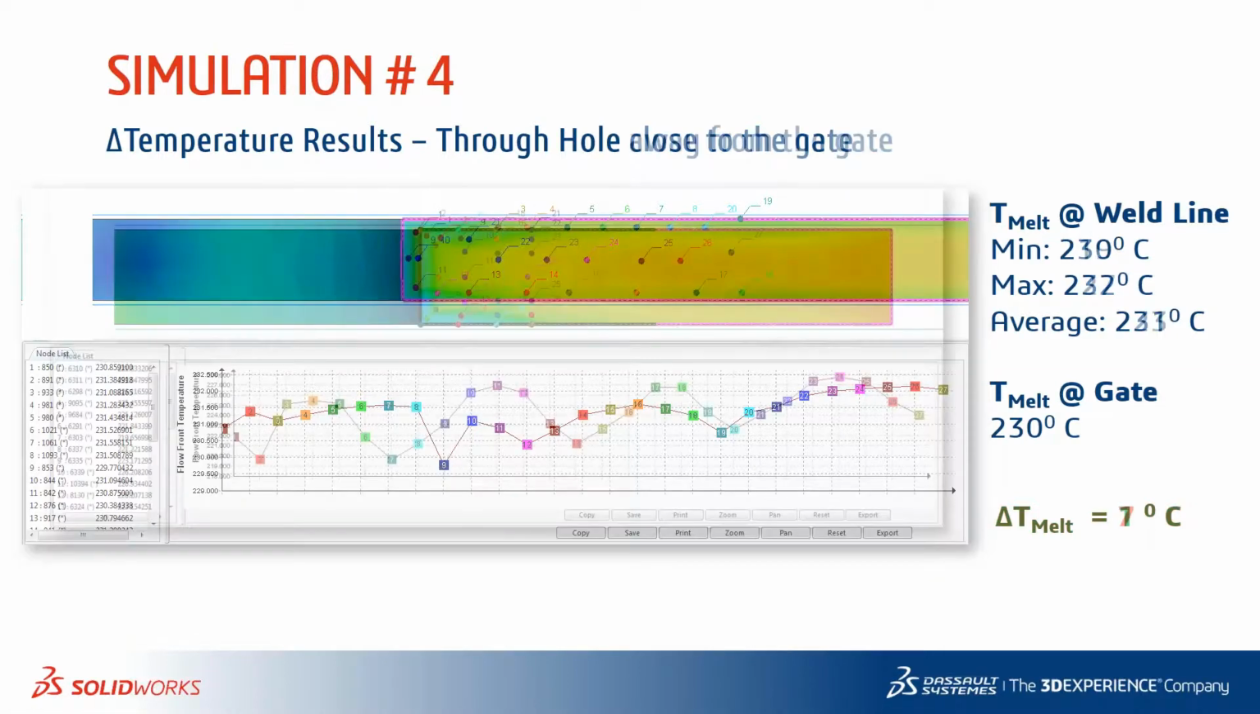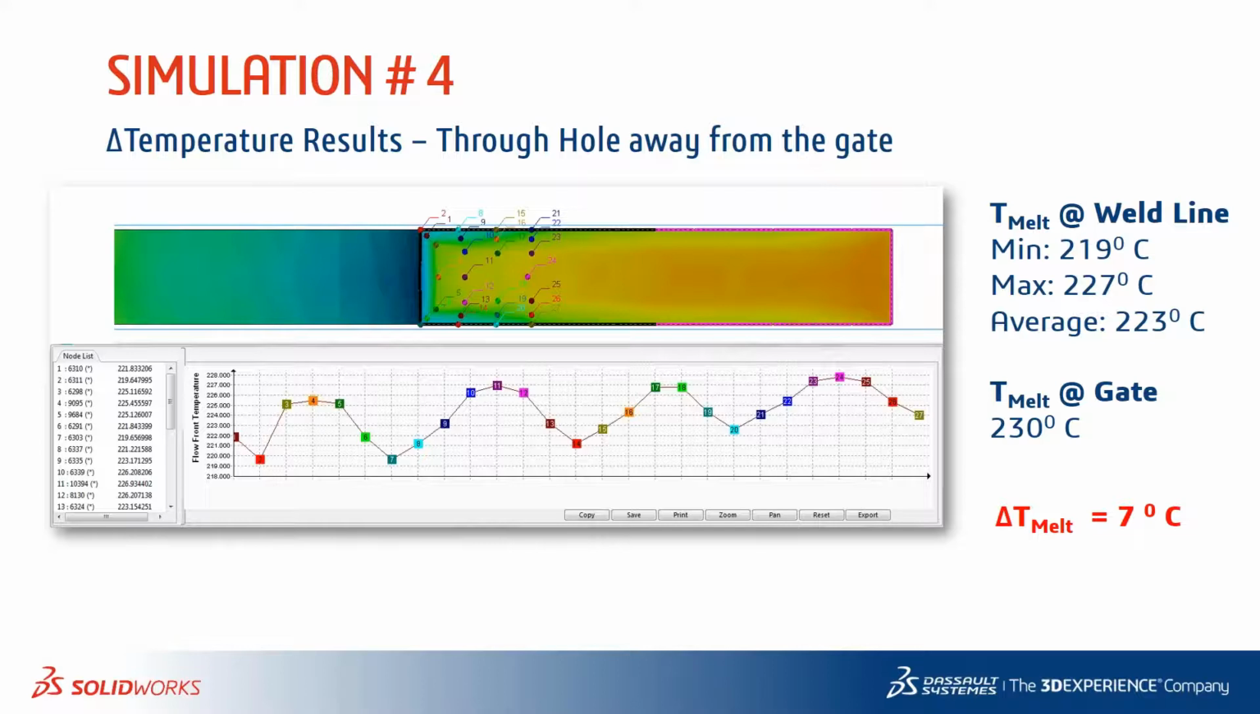Now, when we take a look at the other scenario, where the through hole is away from the gate, we can see that the temperature differential of the melt temperature at the gate versus where the weld line forms is about 7 degrees Celsius.